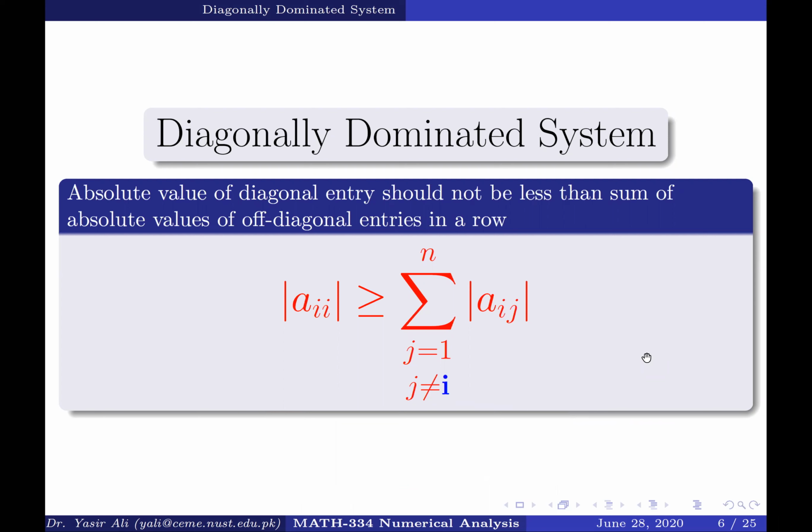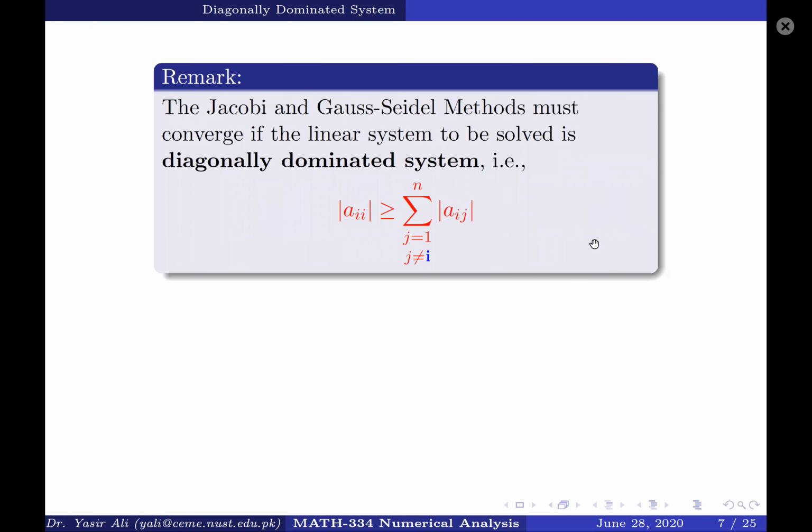So what is diagonally dominated? A diagonally dominated system is one in which the absolute value of the diagonal entry should not be less than the sum of the absolute values of the off diagonal entries in a row. We will see in an example what we mean by it. The Jacobi method and Gauss-Seidel method must converge if our system is diagonally dominated.